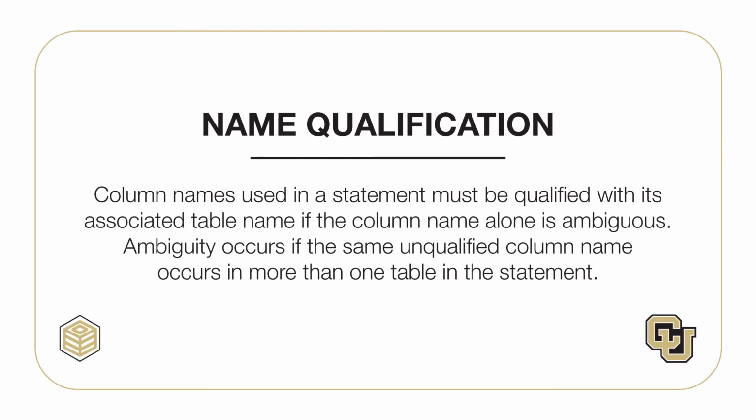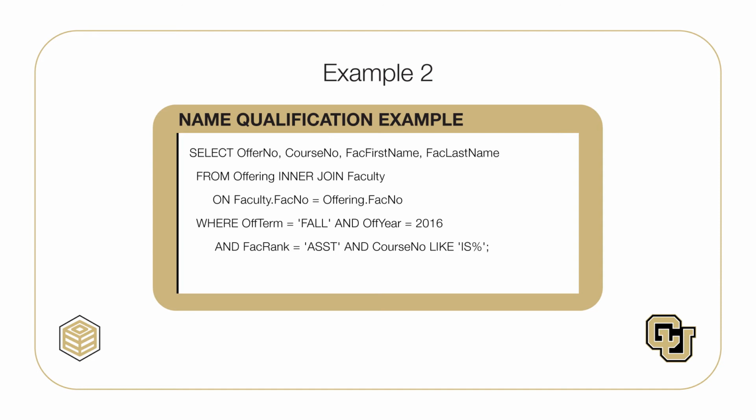Column names used in a statement must be qualified with its associated table name if the column name alone is ambiguous in a query. Ambiguity occurs if the same unqualified name occurs in more than one table in a statement. Typically, qualification is required for join conditions in which the primary key and foreign key have the same unqualified name. Now, let's look at an example of name qualification.